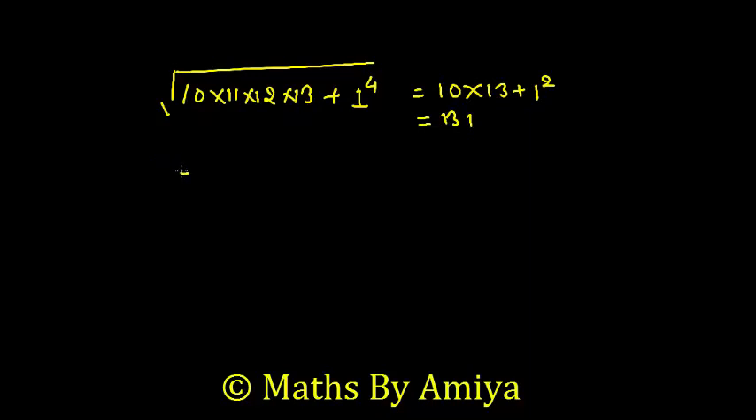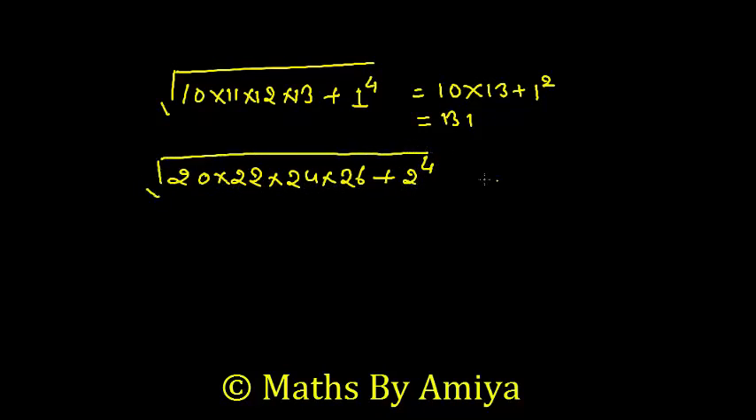Try again. 20 into 22 into 24 into 26. Find the least number we should add in this to make it a perfect square. The common difference is always 2. So that is nothing but 2 raised to power 4. So we need to add 16. And what is the value of this under root? That is first term into last term plus common difference square. So this is nothing but 520 plus 4 is 524. I hope this is clear.